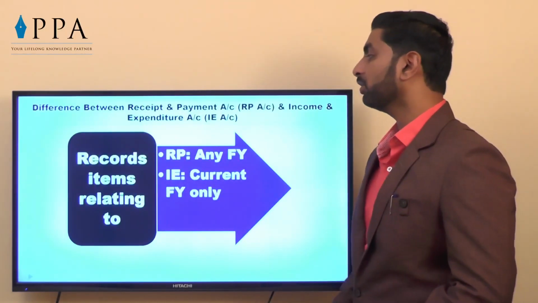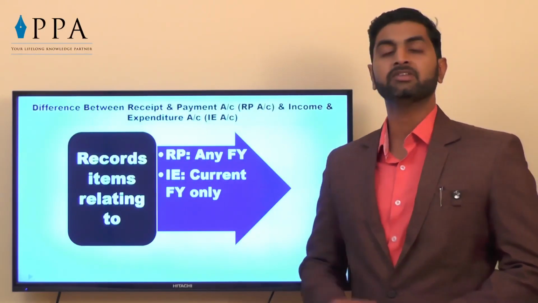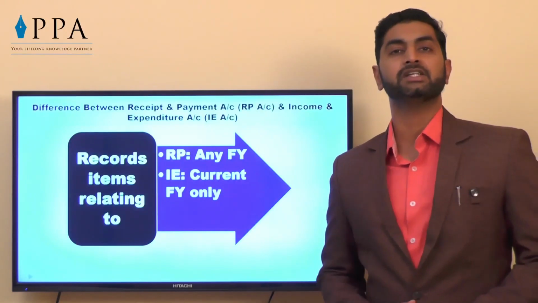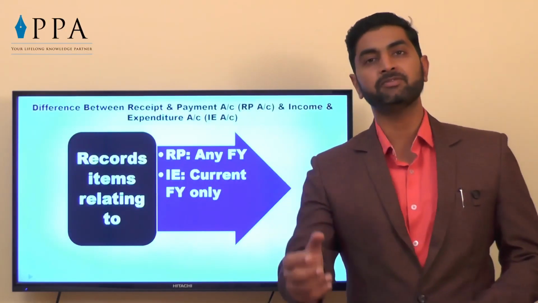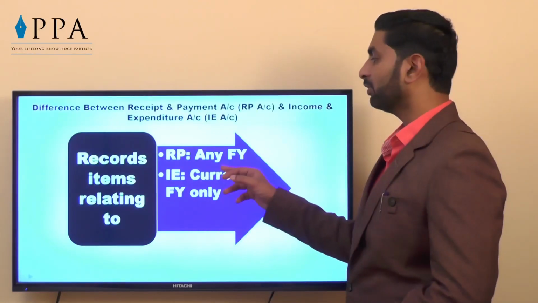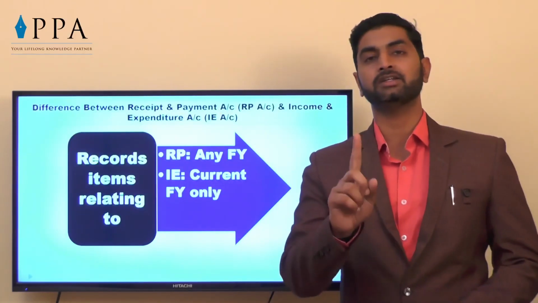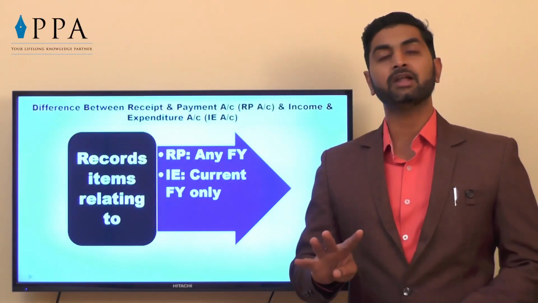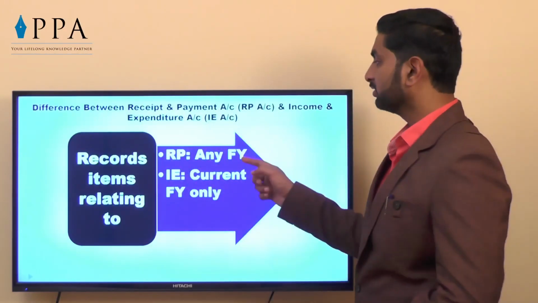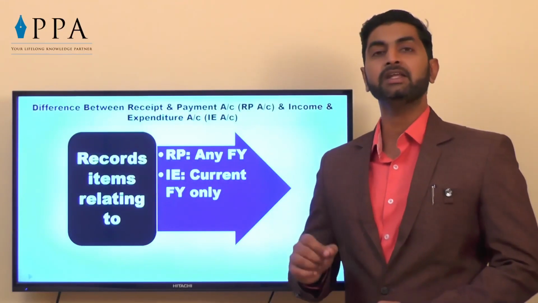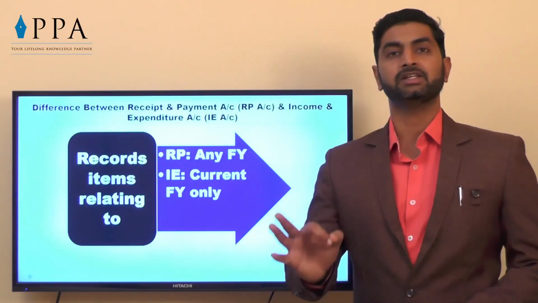Next comes records items related with what? RP records the items related with any financial year. For example, if a member comes and says, I am going to pay the membership fees for 5 years, RP will record it for 5 years, but the income expenditure account will record the membership fees of the current year only, that is 1 year. 4 years amount will be recorded in the liability side, it is not current year's income.